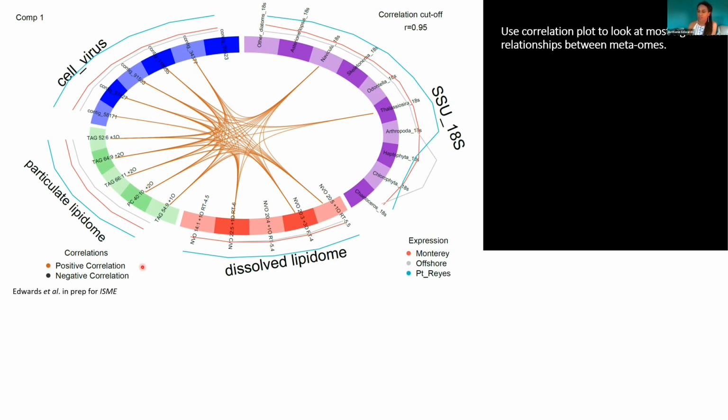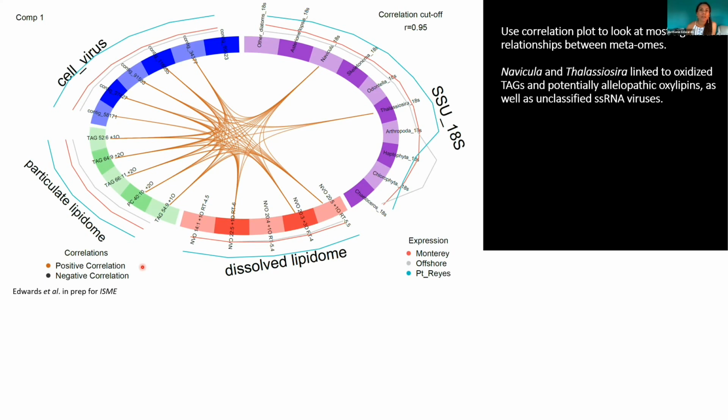And what we see from this is that the Navicula and Thalassiosira 18S reads were significantly correlated with oxidized TAGs in the particulate lipidome, so the storage lipids, and potentially allelopathic oxylipins, so oxylipins known to have detrimental effects on members of the ecosystem, as well as some unclassified single-stranded RNA viruses. And correlation is not causation. So this does open up a lot of new questions for us.